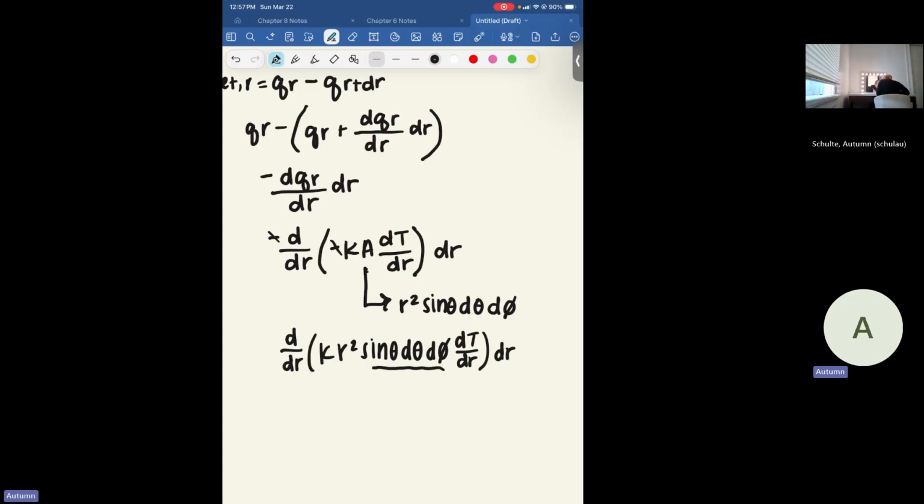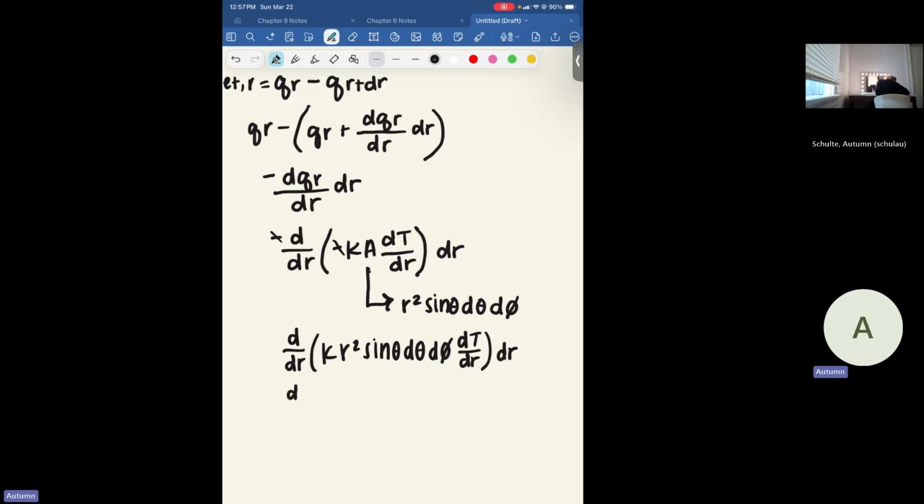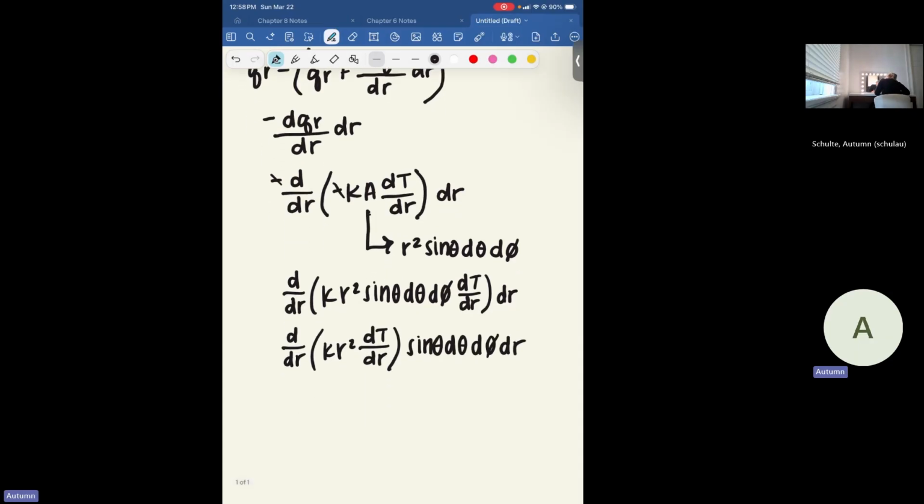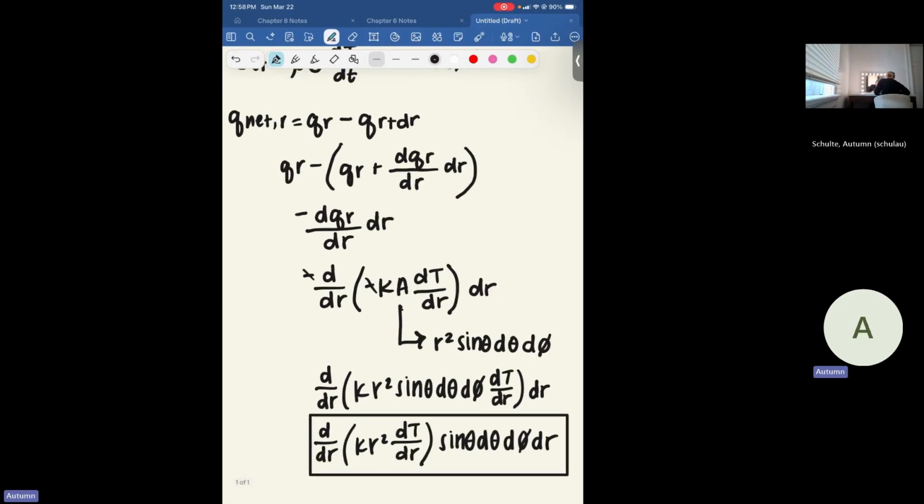And we can take out these terms as those are not dependent on r. So this becomes the derivative with respect to r multiplied by the thermal conductivity times r squared, the derivative of the temperature with respect to r, times sine theta, d theta, d phi, and dr. So that is our net heat flow in our radial direction. So I'm going to point that out just because we're going to need that in a little bit.